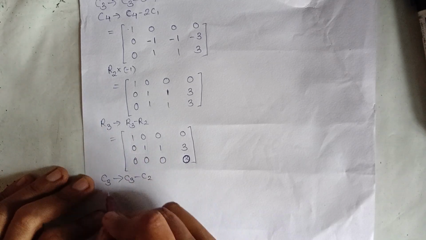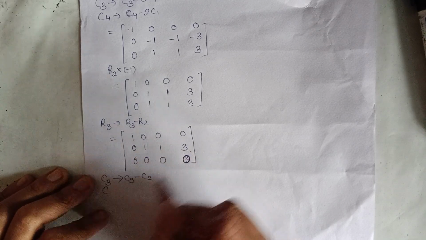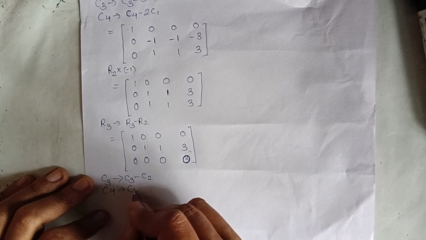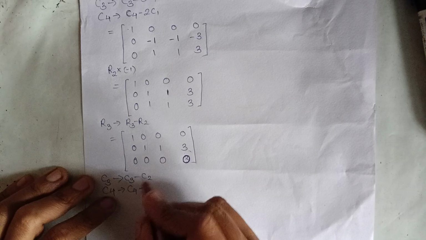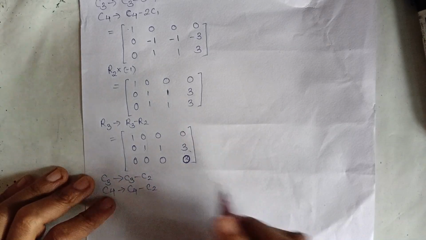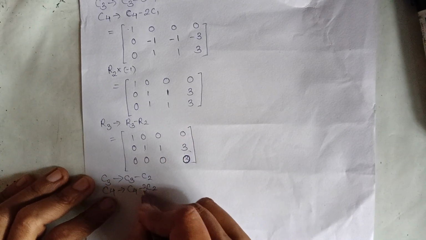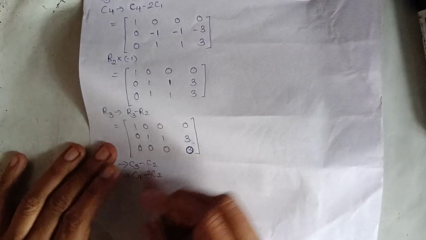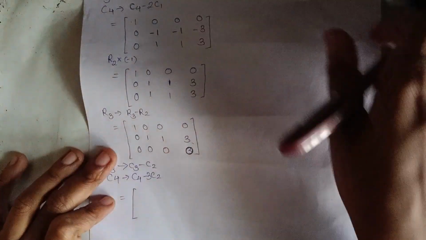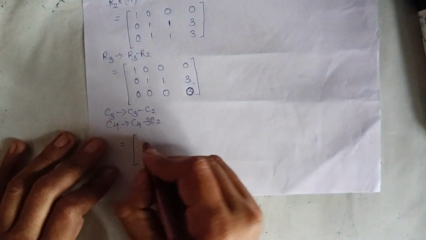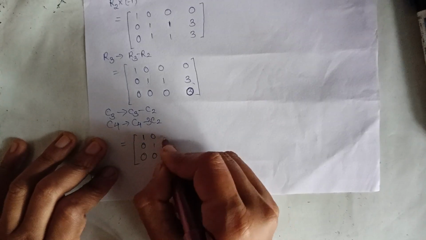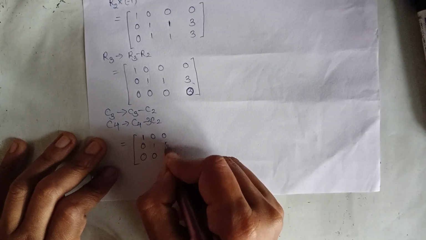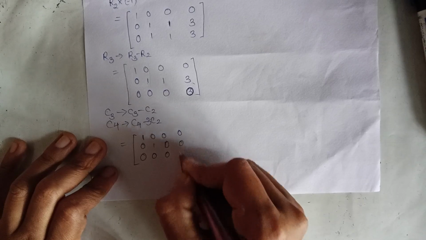You have to make use of C2 and C4, so C4 minus C2 into 3. Okay, so the final matrix you'll get is 1 0 0 0 1 0 0 1 0 0 0 0 0 0.